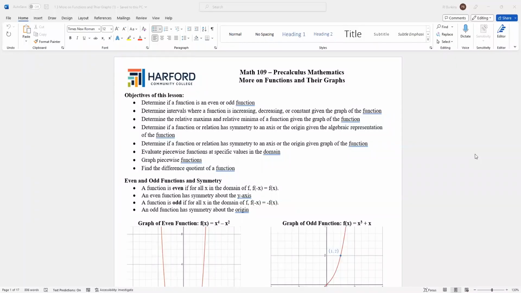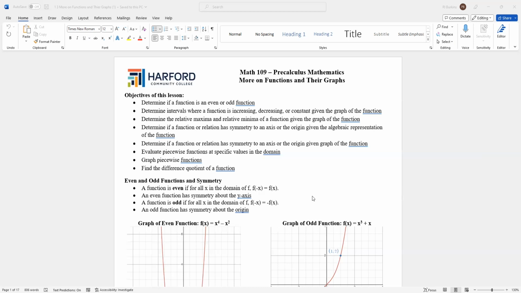A lot of the things I had been mentioning before are kind of foreshadowing now, as I had been mentioning even and odd functions in the last couple of videos. So now we're going to go ahead and take a look at those. We're also going to determine when functions are increasing, decreasing, or constant. We'll talk about relative max and mins for functions. We'll also discuss symmetry and how that's related to even and odd functions. We will also describe piecewise functions and finally do the difference quotient, which is something that you'll see again definitely in calculus.